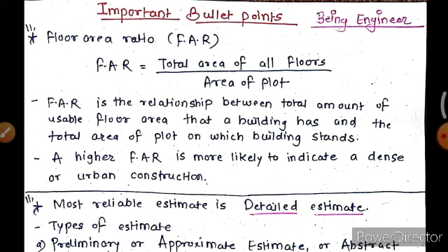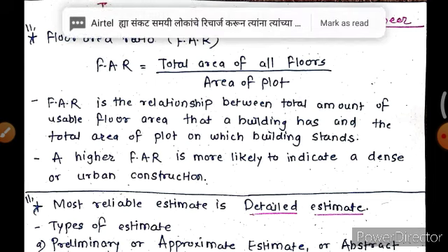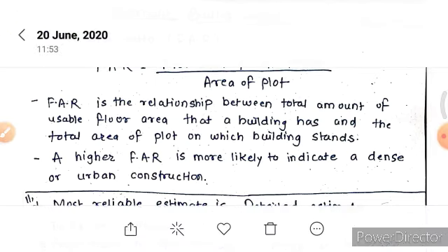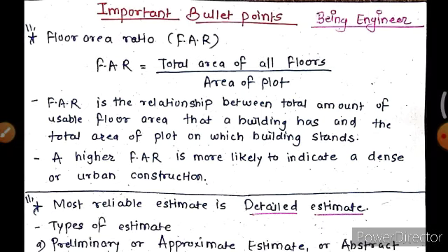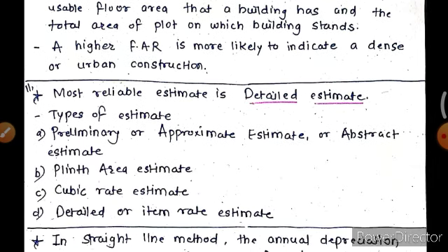We call it FAR. FAR is equal to total area of all floors upon area of plot. It means FAR is the relationship between the total amount of usable floor area that a building has and the total area of the plot on which the building stands. A higher FAR is more likely to indicate a dense or urban construction.